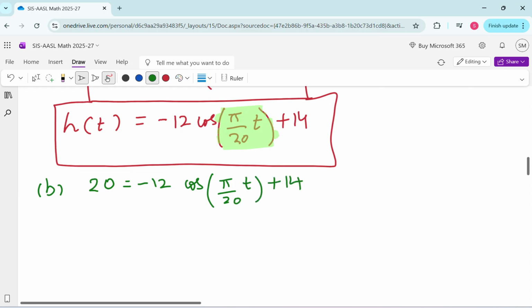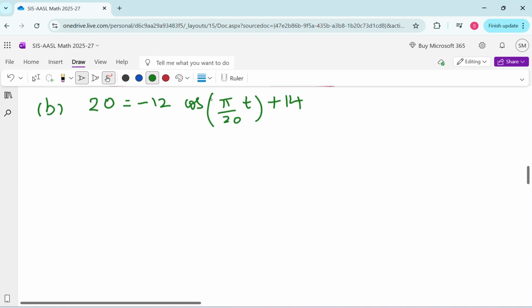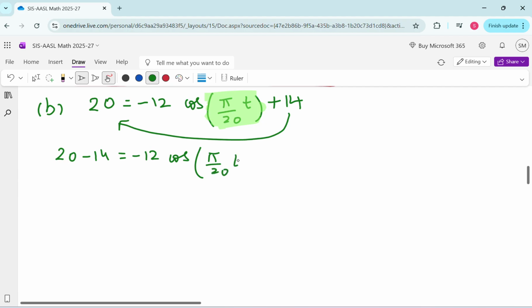Now if it is a GDC paper, you can just simply plug in this expression in your GDC and get the answer using solver. If it is a non-GDC paper, then I'm going to tell you what to do. You try to make the angle the subject of the formula, because that's what they want. So make this the subject of the formula, which means let's shift everything else. So 14 comes next to 20, it becomes 20 minus 14 is equal to minus 12 cos pi by 20t.